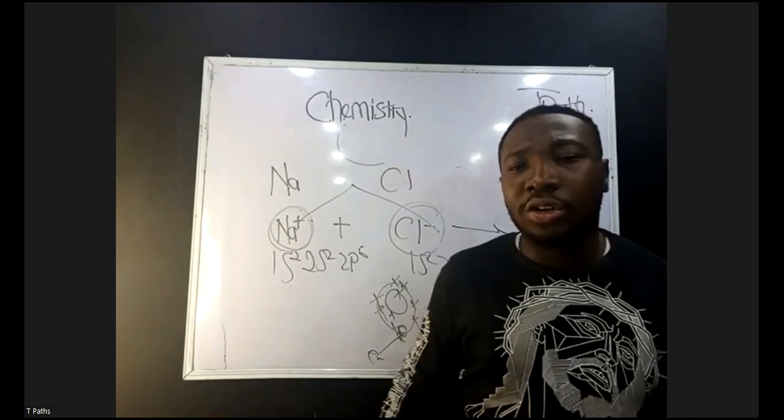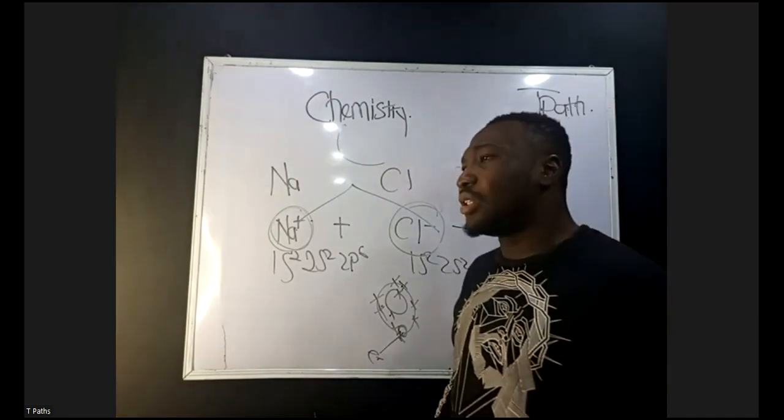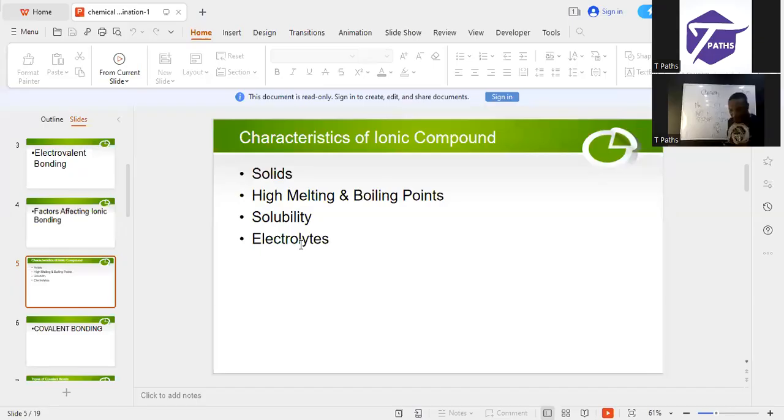Next, you need to consider the properties. You can see high melting and high boiling points. You can see solubility. They are all what? Electrolytes. What I mean by electrolyte is that they are good conductors of electricity, either in solution or molten form. They are good electrolytes and they can easily pass electricity through it.